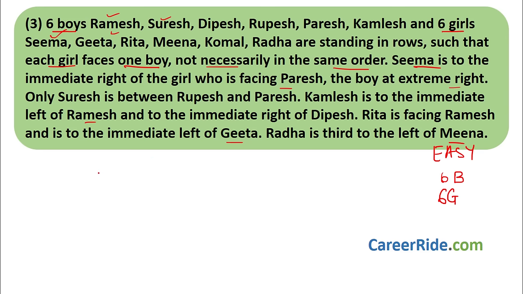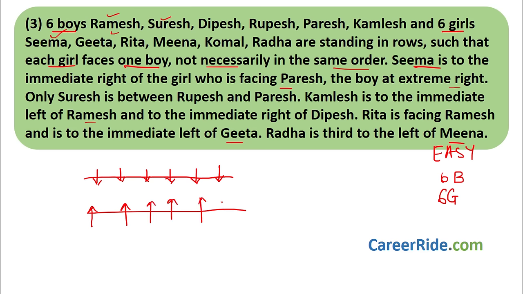So let us have, say, this is nothing but the standing frame. Let's now take boys over here. There are 6 boys and there are 6 girls facing them. So each girl faces one boy. So these are boys, these are girls, right? Boys are facing this way, girls are facing this way. What have they given? Seema is to the immediate right of the girl who is facing Paresh, the boy at extreme right. That means Paresh is the boy at the extreme right.